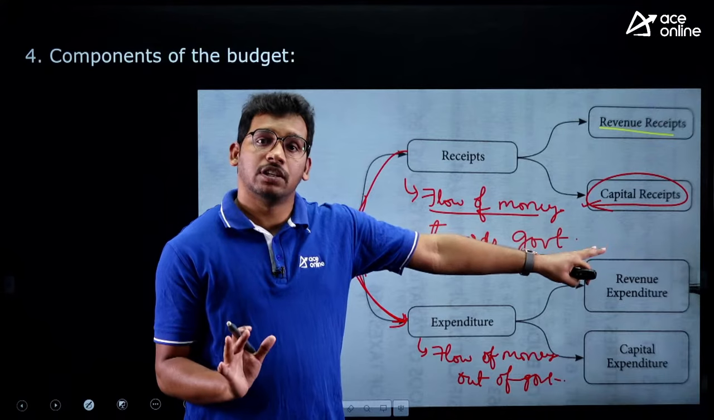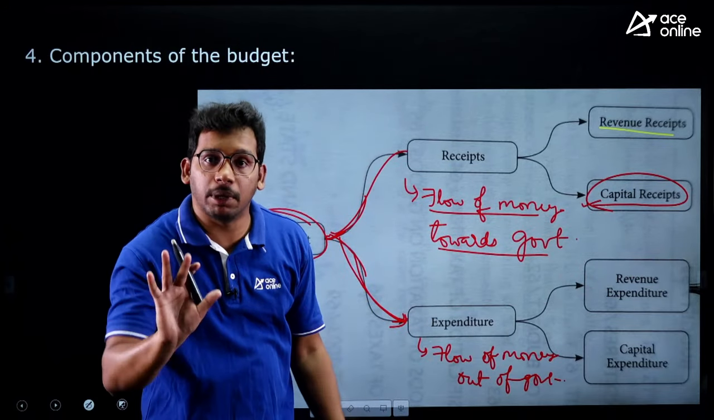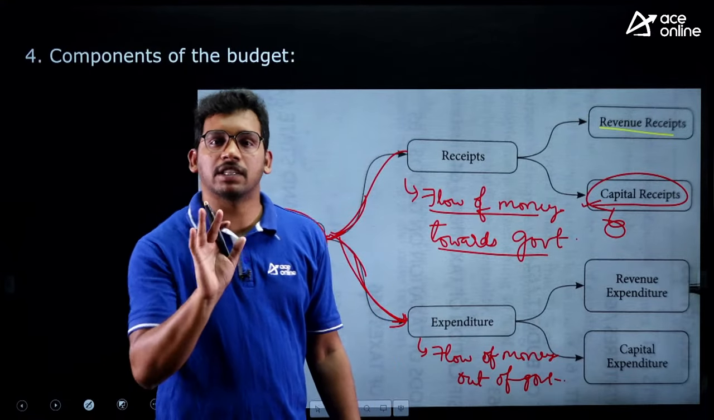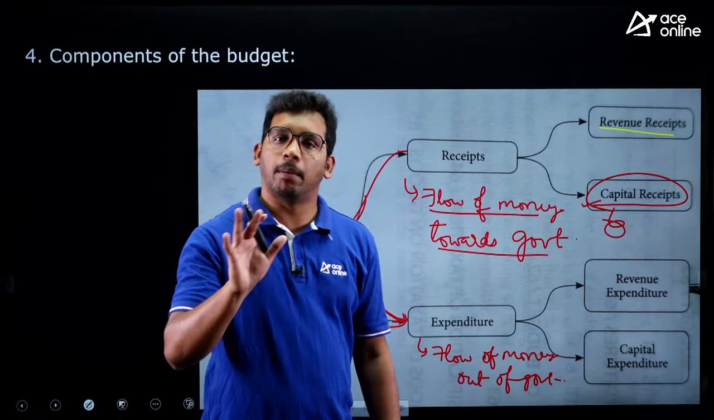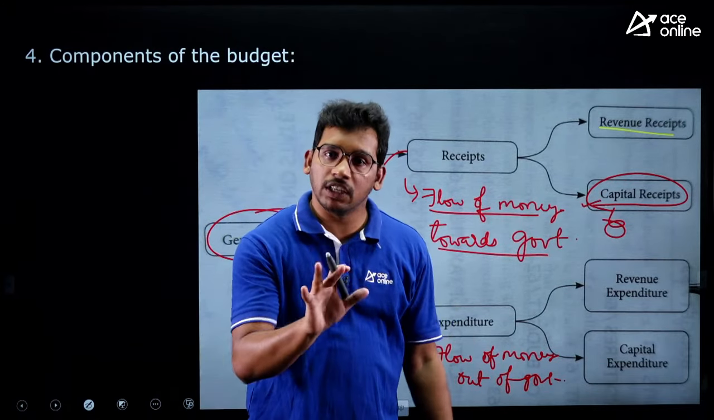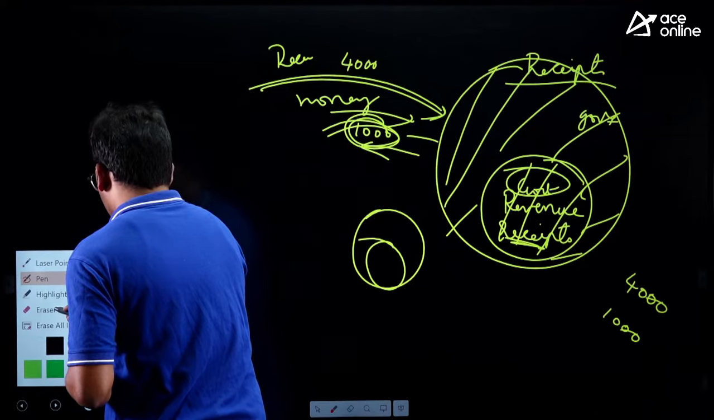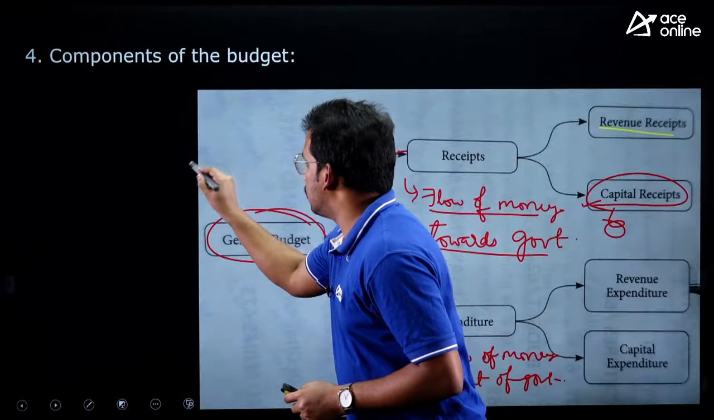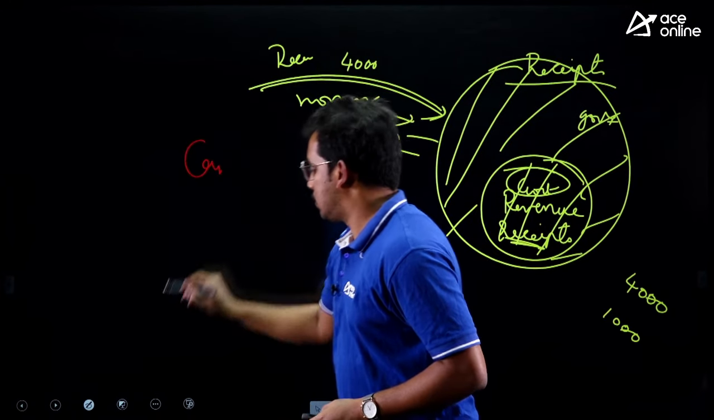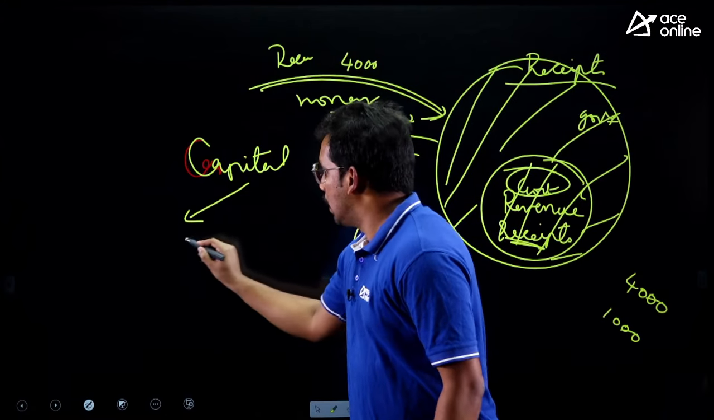This is the money where the government either creates a liability, that means the government has to pay back, or the government is losing assets. For example, there was the Visakhapatnam steel plant issue, a public sector undertaking. If the government is giving it away to someone else, it is receiving money, isn't it? But it is losing the asset that the government has. So capital receipts will have liabilities of the government.